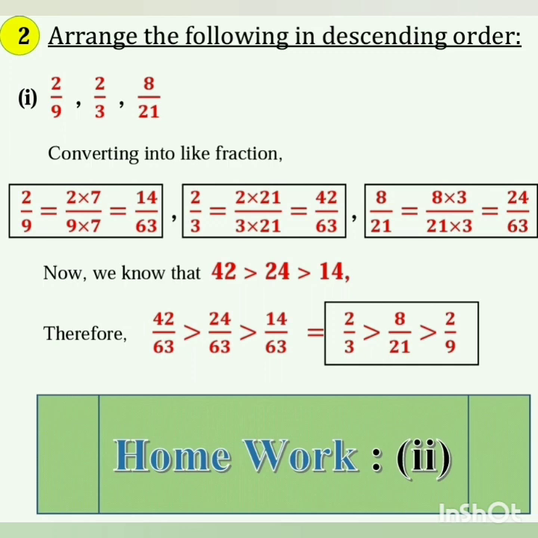Now look at the numerators. In the first one 14 is there, in the second fraction 42 is there, and in the third fraction 24 is there. Now we know that 42 is greater than 24, which is greater than 14. Therefore 42/63 is greater than 24/63, which is greater than 14/63, which is equal to 2/3 greater than 8/21 greater than 2/9.